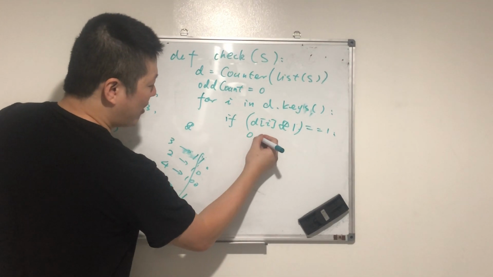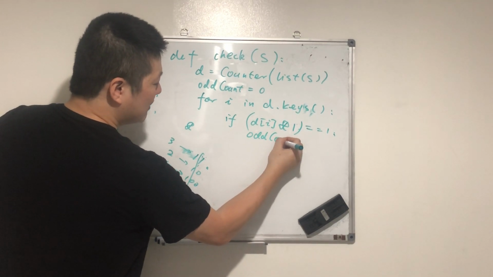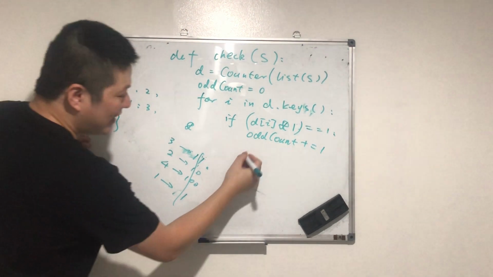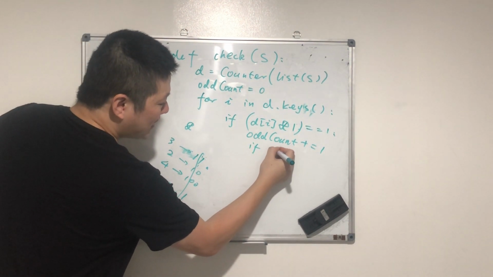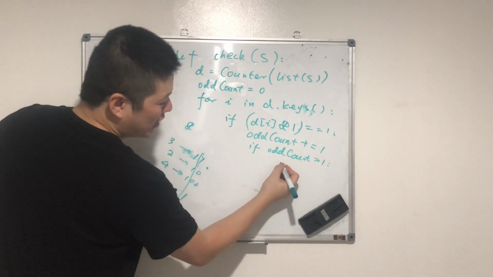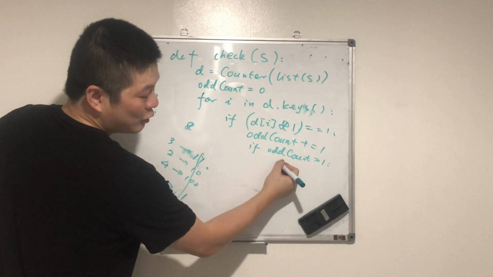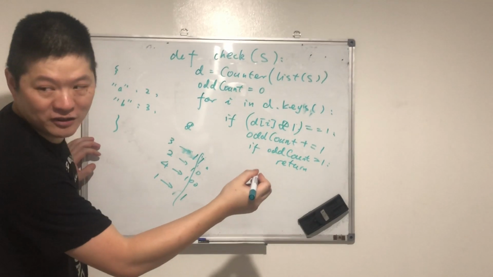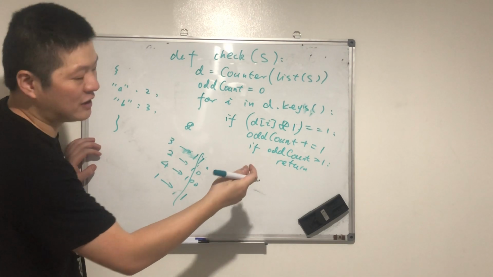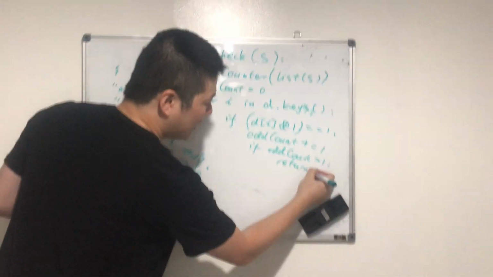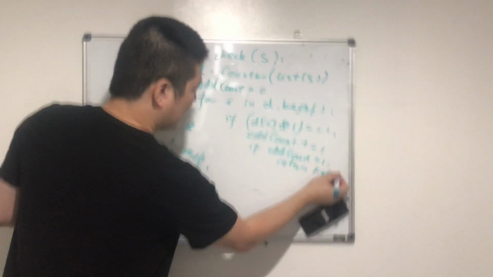Then I will do this. Odd count plus equals 1, right? Yes? If odd count is bigger than 1, what should we do here? Return true or false? If there's more than one odd number, false. Yes. The next one must be true.